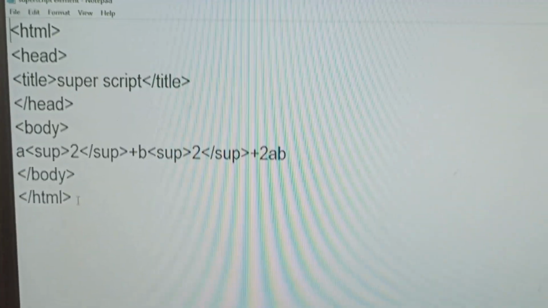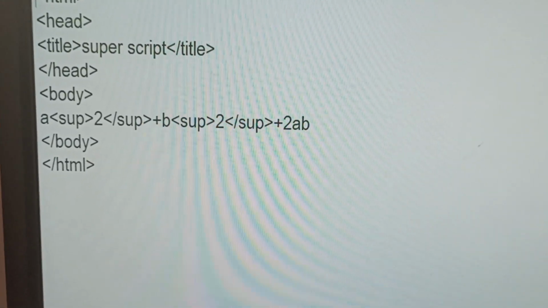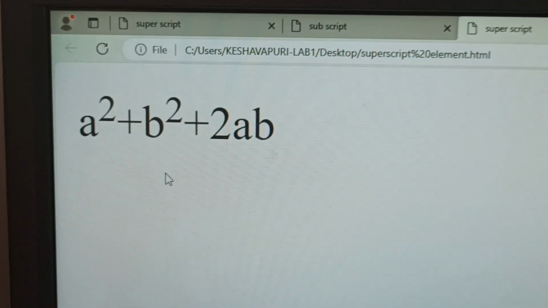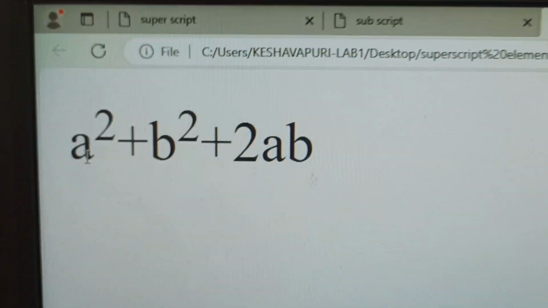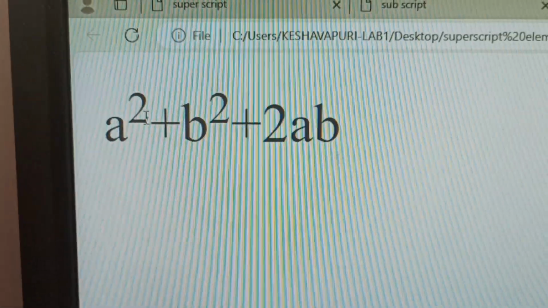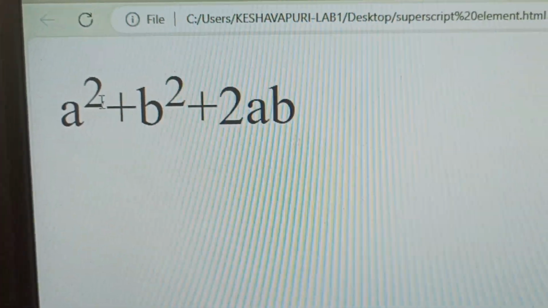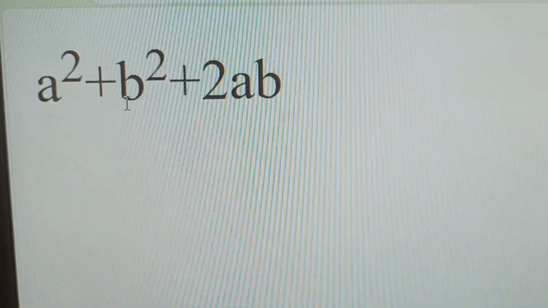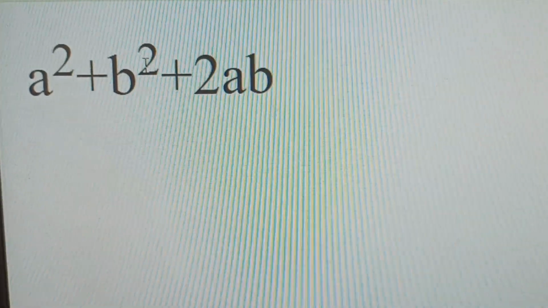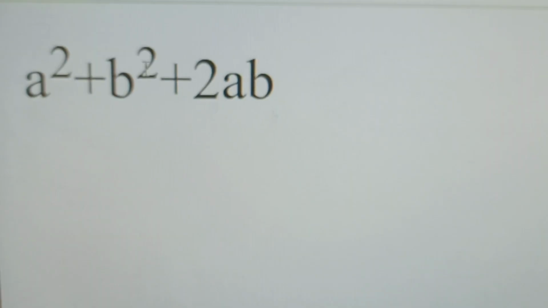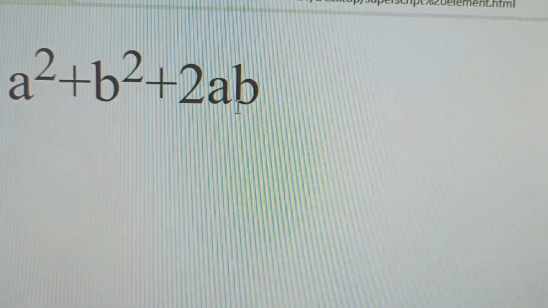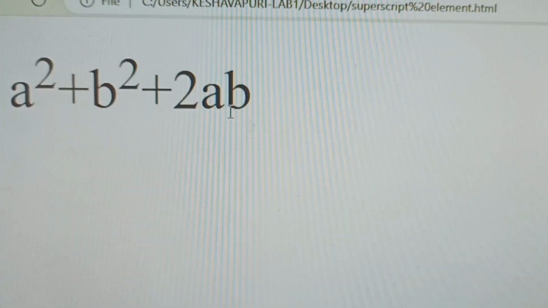Another one. Now the output. See, this is the superscript output. A is the normal text. Around the 2 I have given the superscript opening tag and after it the superscript closing tag. B is normal writing along with the plus, 2 again with the superscript opening and closing tags, plus normal writing 2AB also. Normal to write. Understand this program?